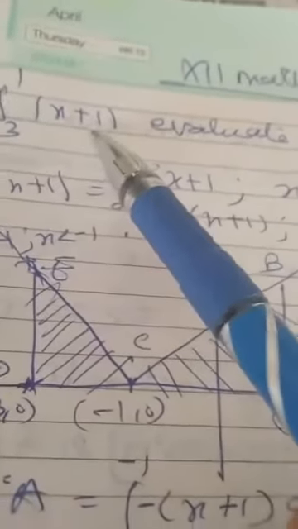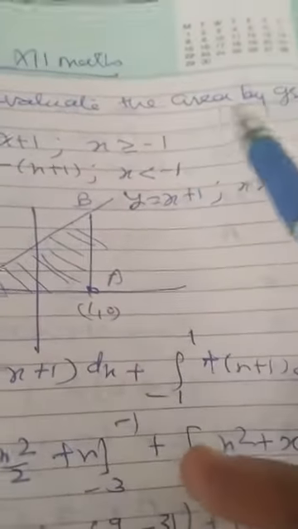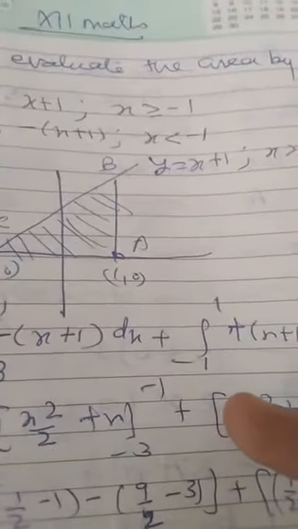Now the next question is: sketch the graph of y equals mod of x plus 1 from minus 3 to 1. Evaluate the area by the integration method, or by the graph.